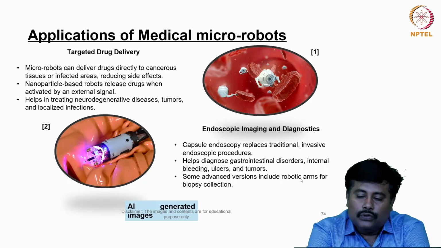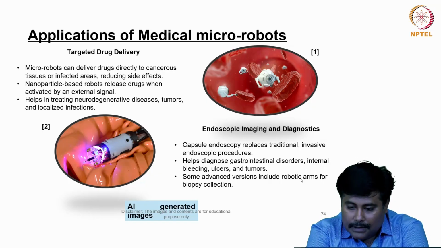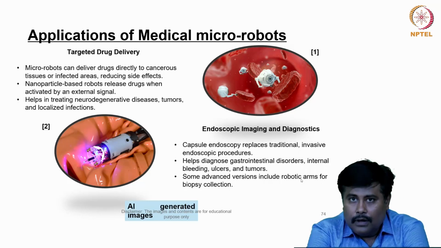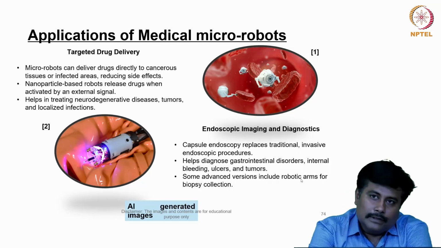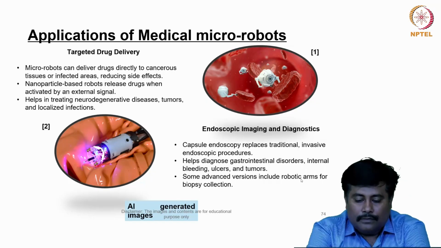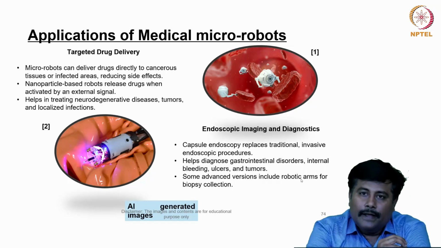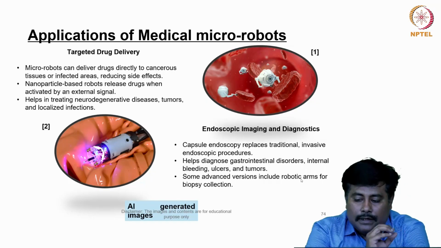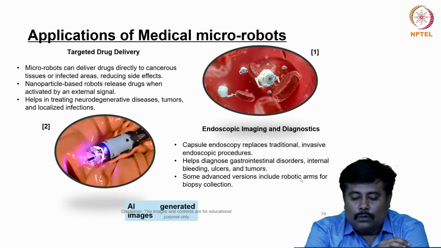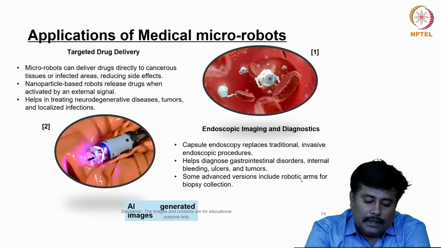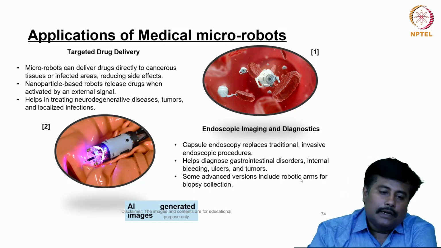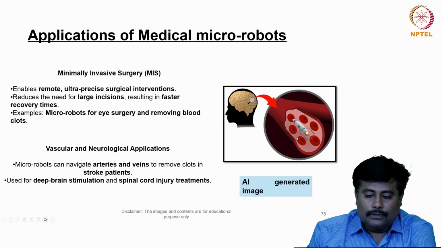Now with reference to endoscopic and imaging diagnostics, capsule endoscopy replaces the traditional invasive endoscopic procedures. It helps to diagnose gastrointestinal disorders, internal bleeding, ulcers and tumors. Some of the advanced versions include a robotic arm for biopsy collection. These are some of the examples which can be generated using these medical micro robots.